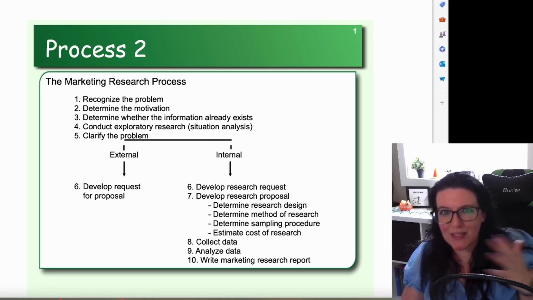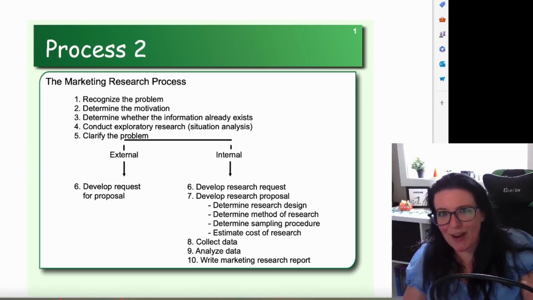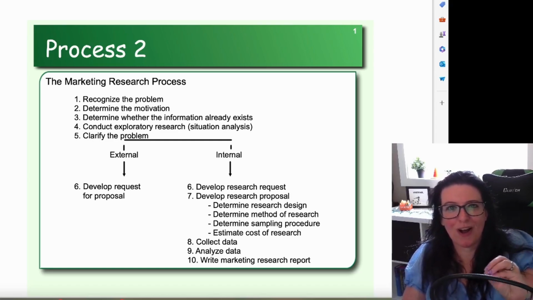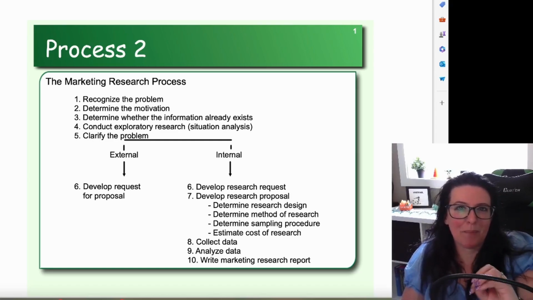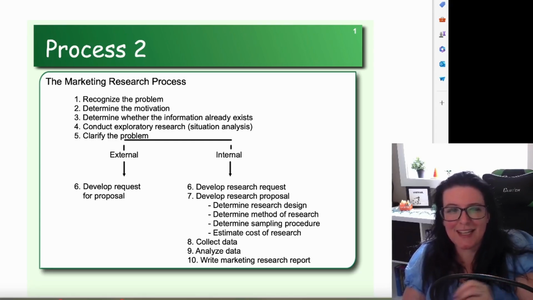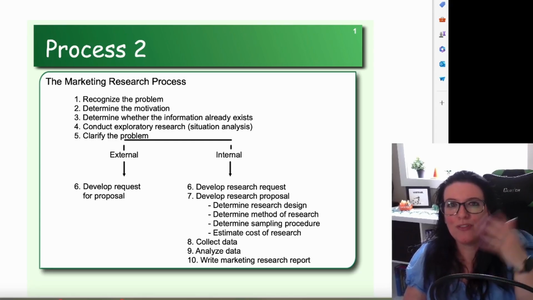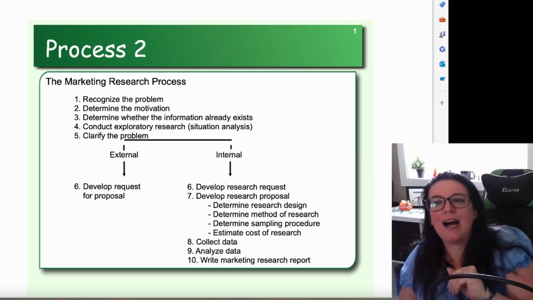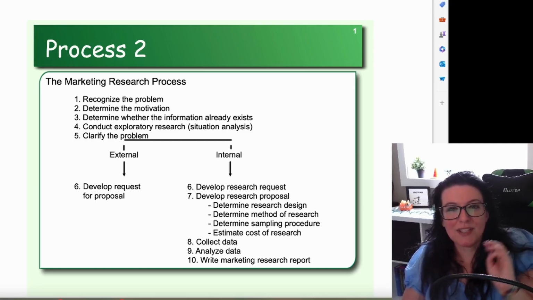So before you put all this time and effort into fleshing out how you're going to design the research project, how you're going to get your sample, your participants, how you're going to do your analysis, before you put all those details, you first want preliminary approval. That's the research request. And then you give the details in the proposal.